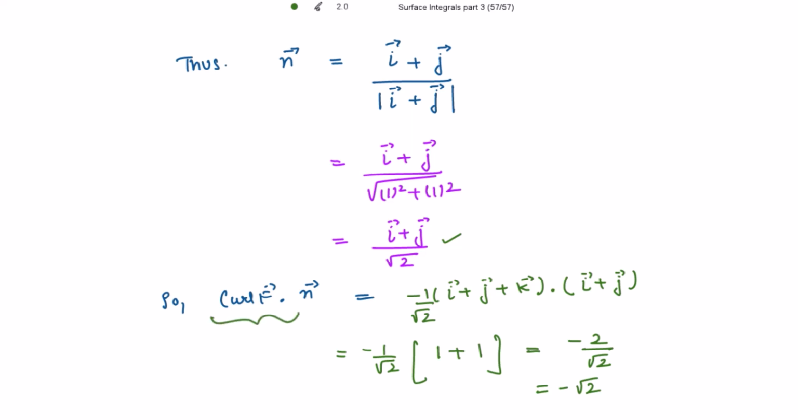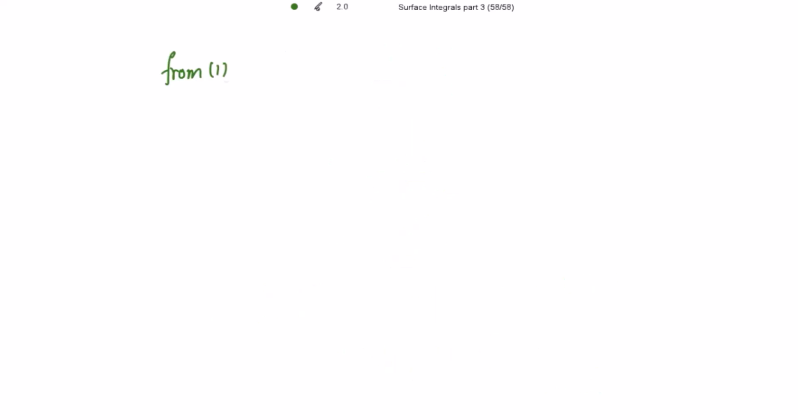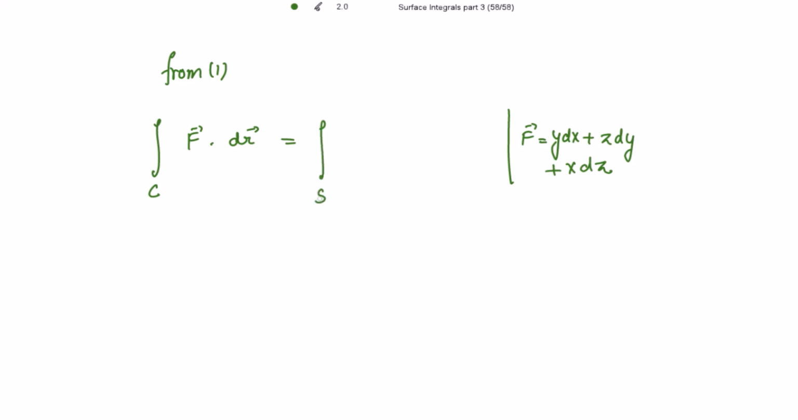So now put this value in 1. From 1, on the left hand side we have the line integral of f vector dot dr vector. So this is equal to the surface integral of curl of f vector dot product with n vector ds. That is equal to the surface integral, and the value for this is minus square root 2 ds.